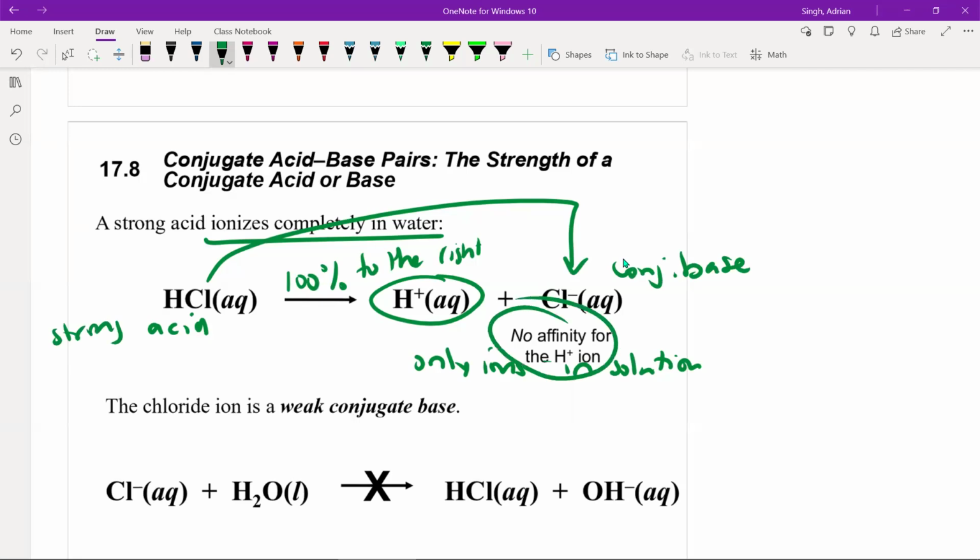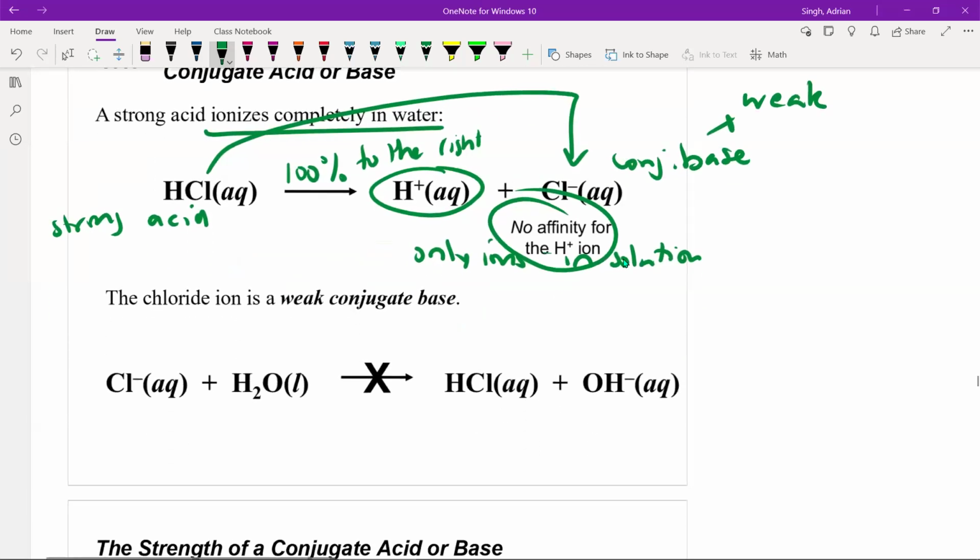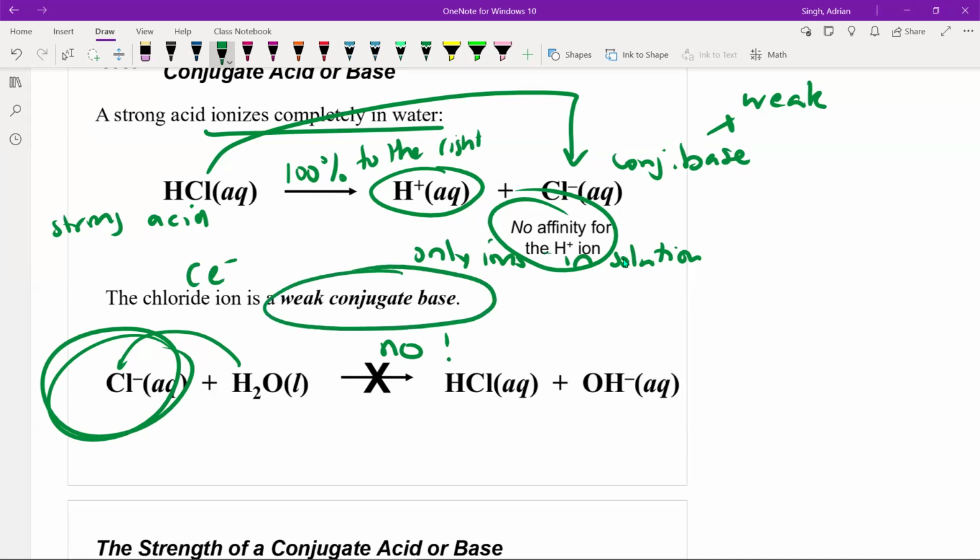Because it doesn't have any affinity or doesn't want to pick up any H plus ion, it is then considered weak, because it falls under that definition. So if you were to think, well, would the Cl minus react with water to accept an H plus to become HCl again? The answer is no. This is not going to happen. So really all you will be left with is the Cl minus. So what we find here is that the chloride ion is actually a weak conjugate base, and it came from a strong acid.